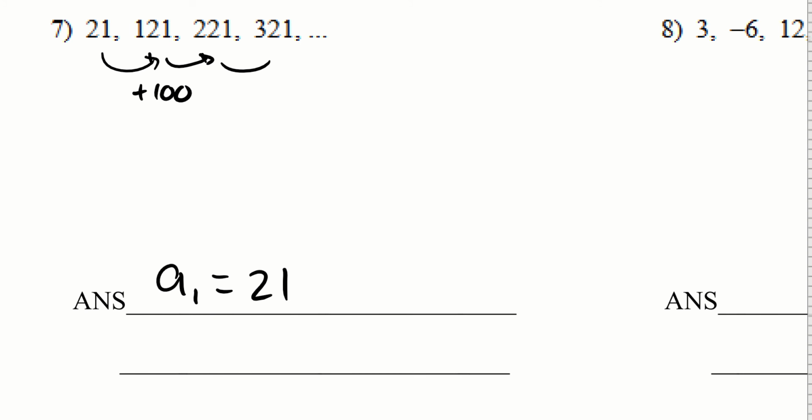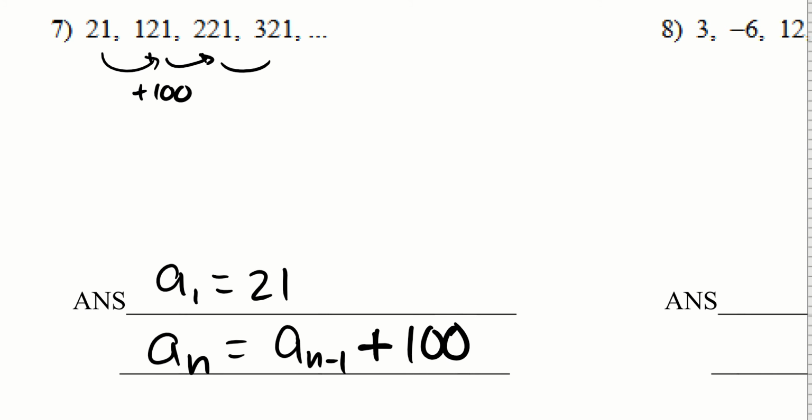And I think I'll follow the pattern from question 4. I'll say, in order to get a term in this sequence, in order to get any nth term, what you need to do is take the term that comes before it, the n minus 1 term, and you need to add to that term the number 100.